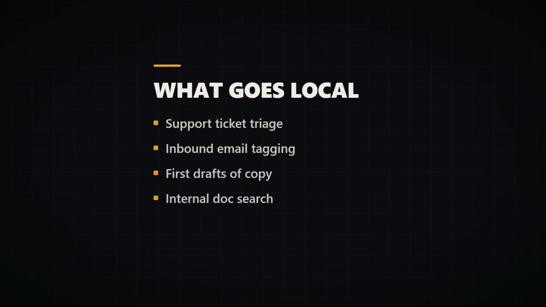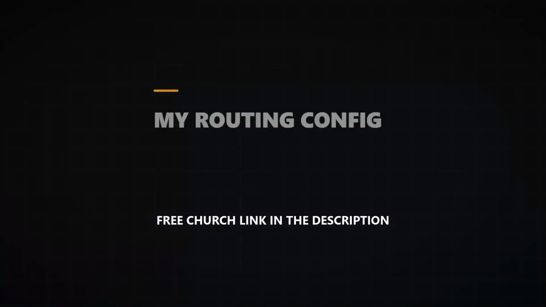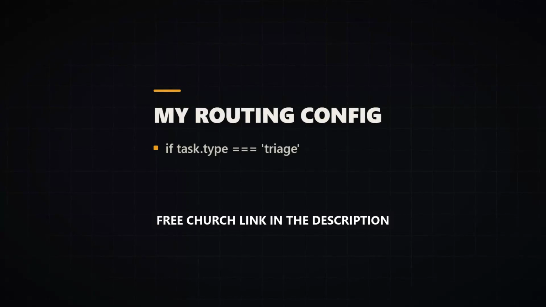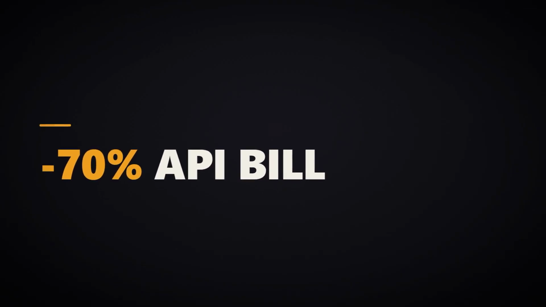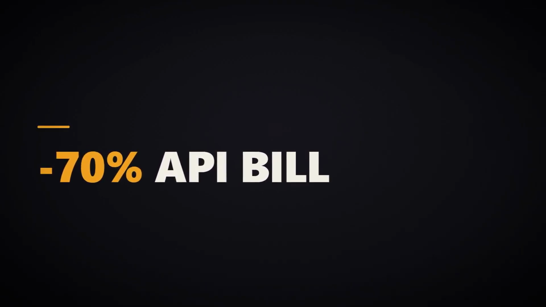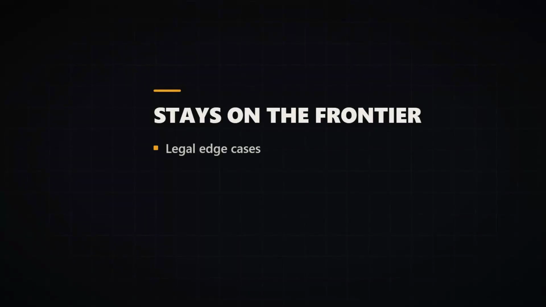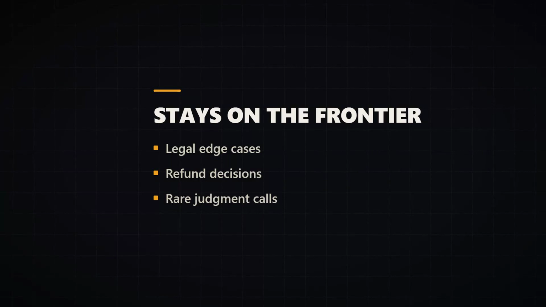I run this exact split on my own agency. The Frontier bill dropped by roughly 70% inside the first month. Here is the routing config on screen. 12 lines, no customer noticed a single response came from a different model. The tasks that stay on the Frontier API are the ones where a wrong answer costs the customer. Legal edge cases, refund decisions, anything customer-facing that needs a rare judgment call. 10% of the traffic, 90% of the bill risk. Frontier gets the hard 10. Qwen gets the easy 90.